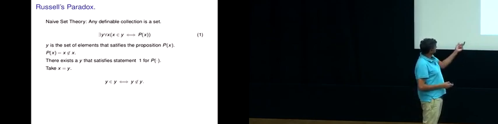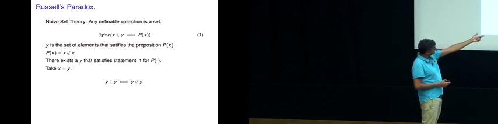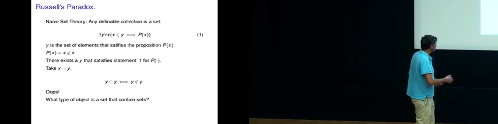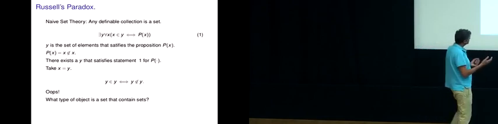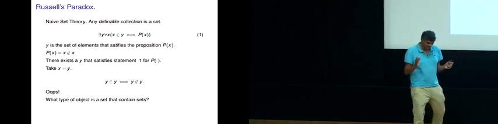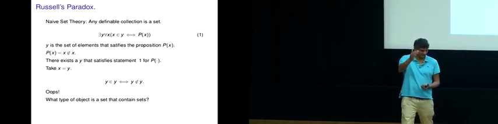So that's a problem, right? If you just plug in a reasonable thing, all of a sudden you get this weird thing. Y is in y if and only if y is not equal to y. So this is a problem, right? Because it's always weird. What type of object is a set that contains sets? But that's perfectly fine. You can have power sets. We've talked about power sets.